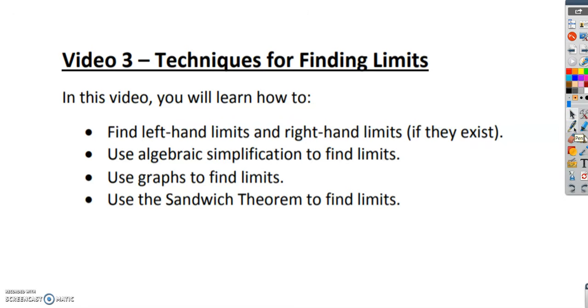Hi, welcome to video 3. We're going to look at some ways to find limits and some properties of limits that we can use to help us. Again, we're going to do some simplification. We're going to be using graphs, and then this new idea of something called the sandwich theorem is going to show up.